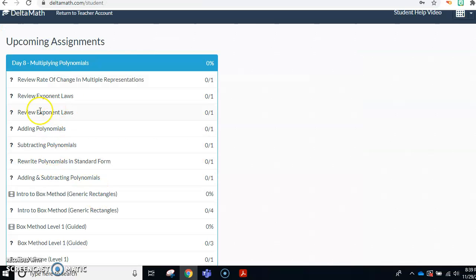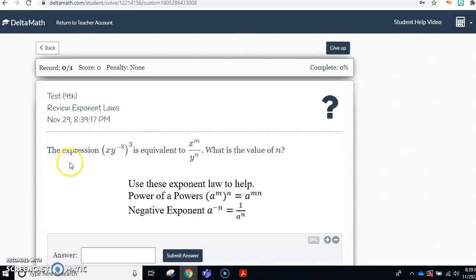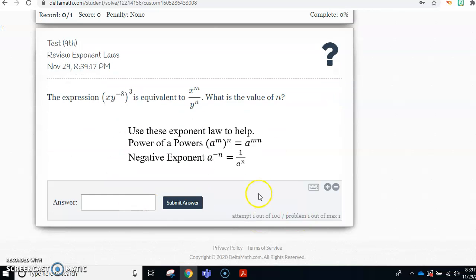All right, next problem. It's a review of exponent laws. So the expression xy to the negative 8 all raised to the 3rd is equivalent to x to the m divided by y to the n. What is the value of n? Again, you're trying to find the value of n. So you are going to simplify this expression to determine your answer. All right, to determine which part it's asking for, which is the n. What is the value of n?